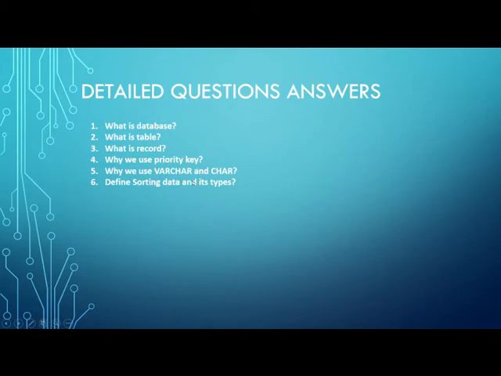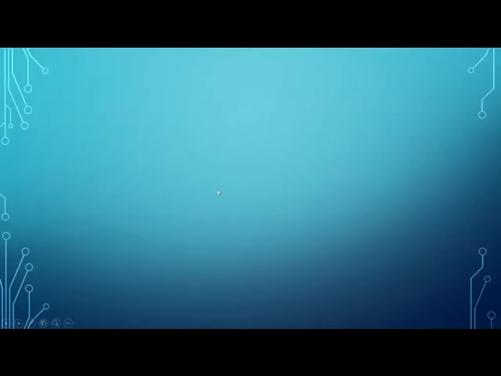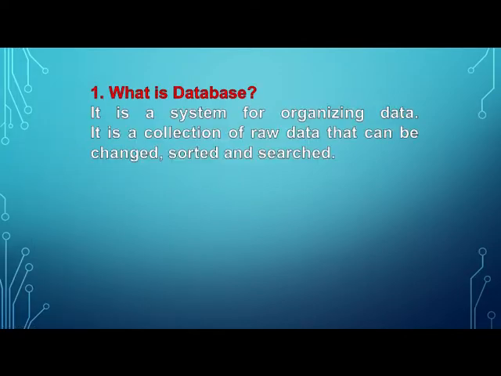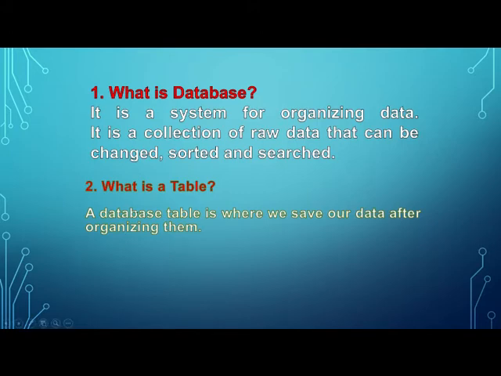Today, first of all, I will explain the detailed question answers. What is a database, what is a table, what is a record, why we use a primary key, why we use varchar and char, define sorting data and its types. What is a database? It is a system of organizing data. It is a collection of raw data that can be changed, sorted or searched. And what is a table? A database table is where we save our data after organizing it.